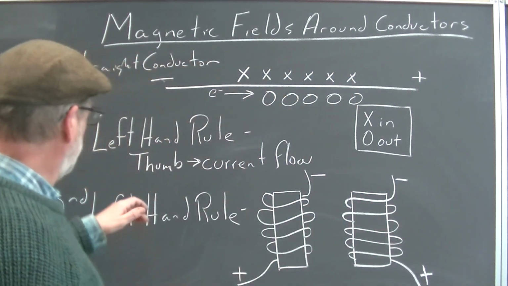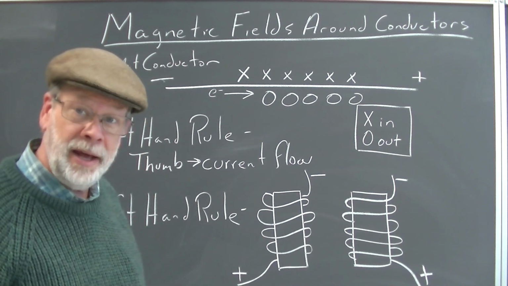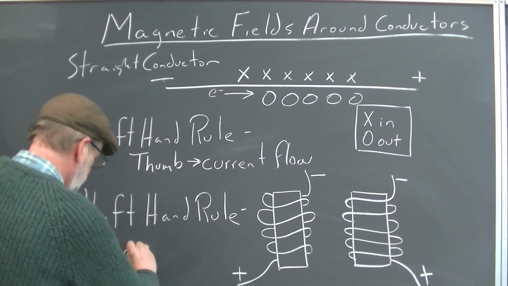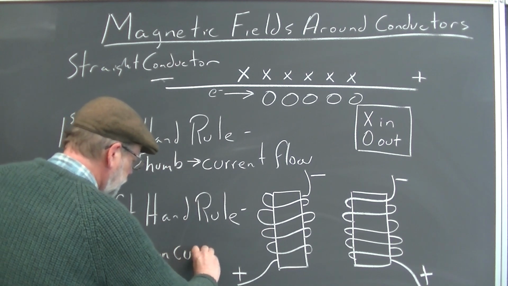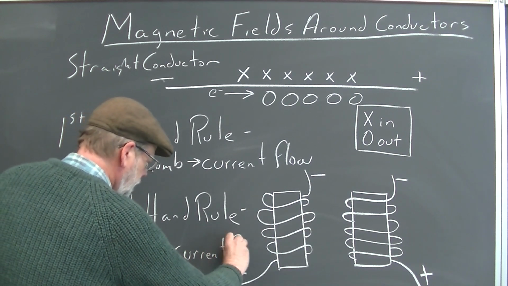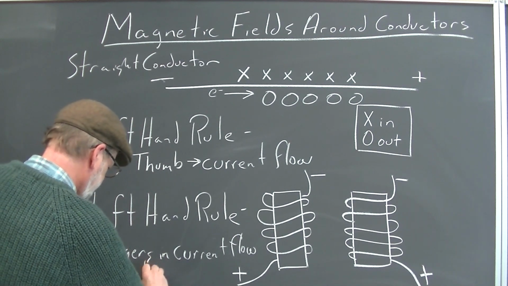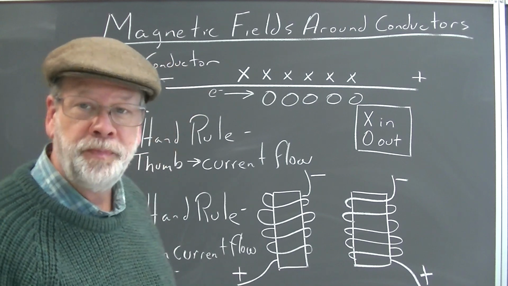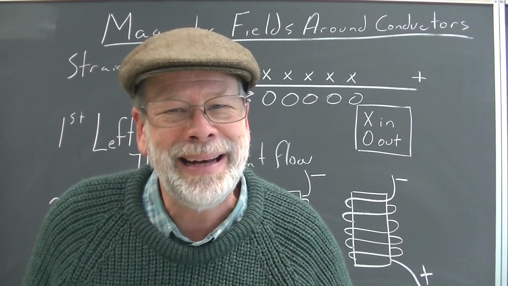Okay, so that brings us to the second left-hand rule. The second left-hand rule says, now, fingers in current flow direction. So if you have the fingers in the current flow direction, now your thumb will point in the direction of the magnetic field.